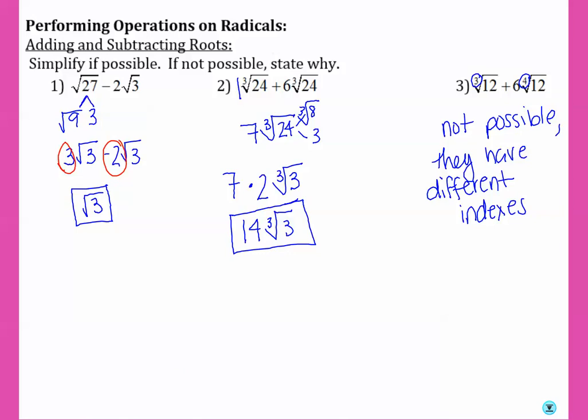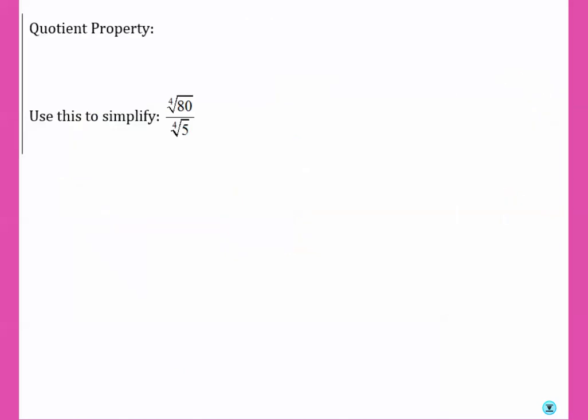So let's look at a division problem. The quotient property for radicals says if we have the nth root of a divided by the nth root of b, we can simplify it to the nth root of a divided by b. So here, since we have the fourth root of 80 over the fourth root of 5, we can make that the fourth root of 80 over 5, and then we simplify.